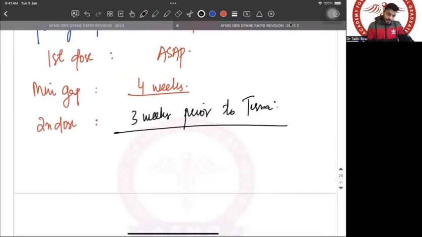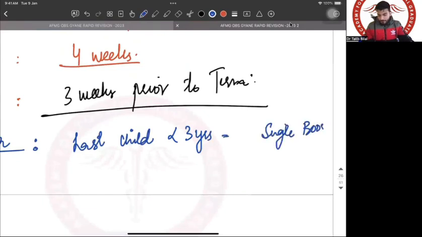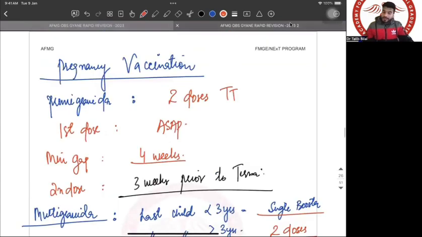If now she is a multigravida, guys, then you have 2 conditions. If the last child is less than 3 years, then you will give a single booster. If the last child is more than 3 years, then you will again give 2 doses. Is that clear, guys? So that was all about pregnancy vaccination.